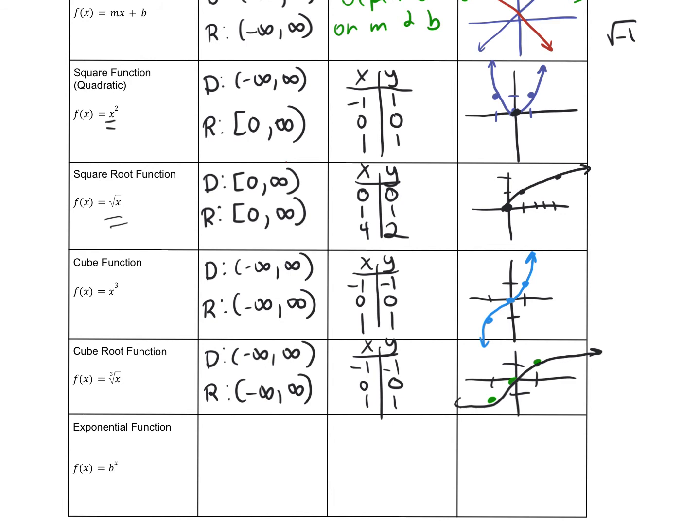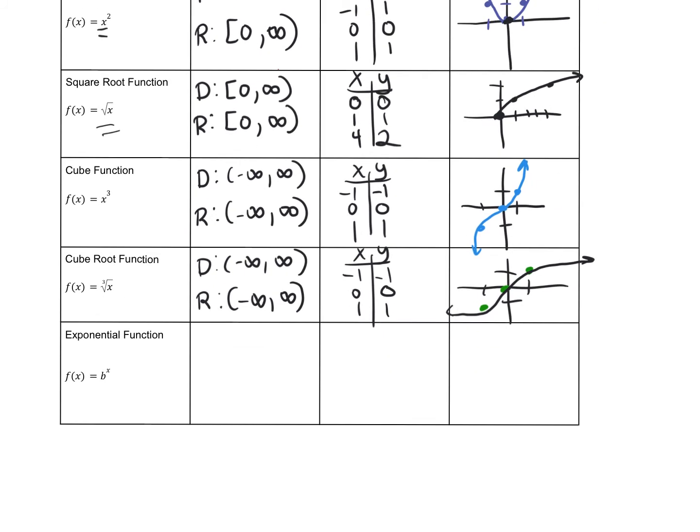Now for exponential functions, we have b to the x power. There are lots of exponential functions too. y equals 2 to the x, y equals 3 to the x, y equals 4 to the x. These are all exponential functions. This is something we'll spend a lot of time on, doing some applications of in the future.